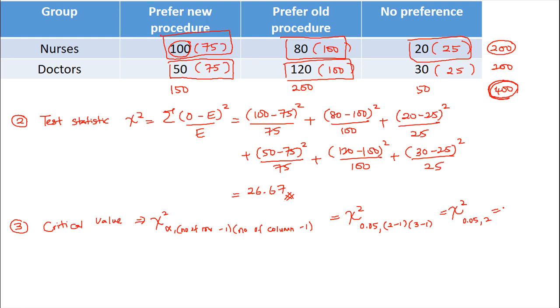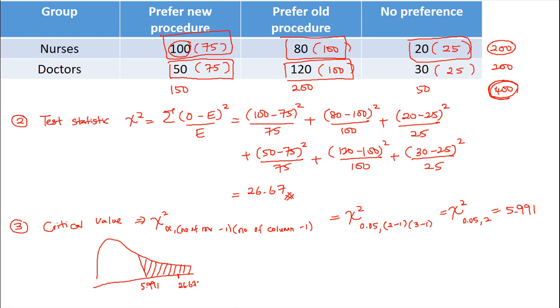So from the table, the critical value is 5.991. Okay, this is the critical value. From the critical value, you just sketch the chi-square distribution curve. This is the critical value 5.991, and this is the critical region. We have to reject H naught if the test statistic falls in this area, and now the test statistic is 26.67, which is in the critical region.